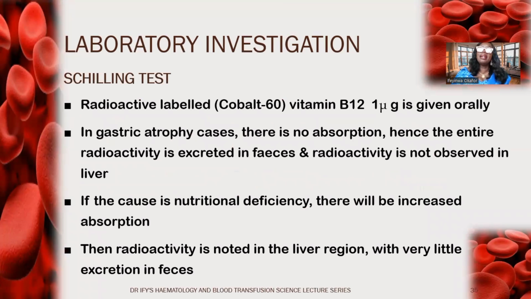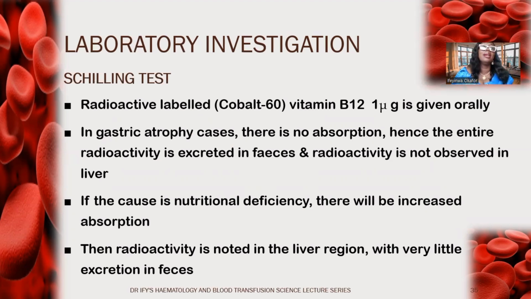Now, this is the general test that you can do, looking at the complete blood count, the red cell indices, MCV and MCH, and then the peripheral blood film will tell you that it's megaloblastic anemia. But you need to know what is actually causing it. Is it B12 deficiency or folate deficiency or both? So there are further tests you can do to say whether it is B12 deficiency or folate deficiency. Number one is what we call the Schilling test.